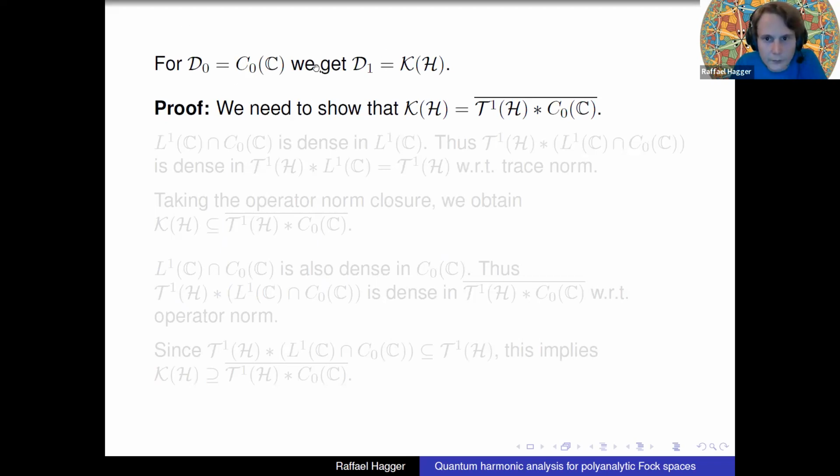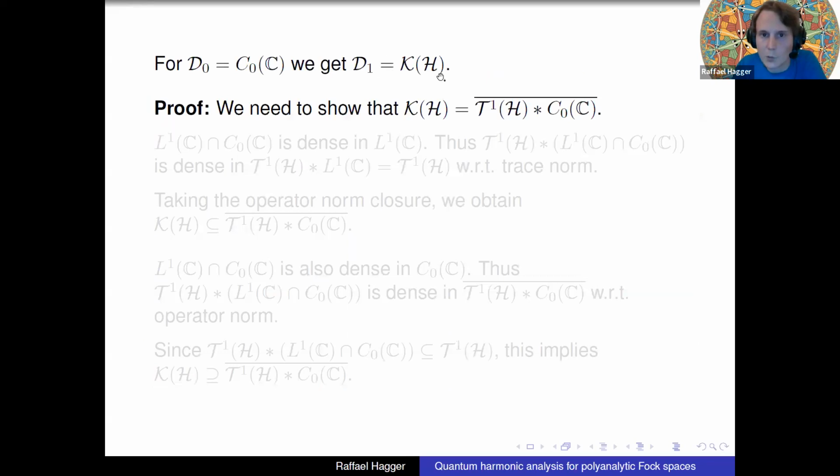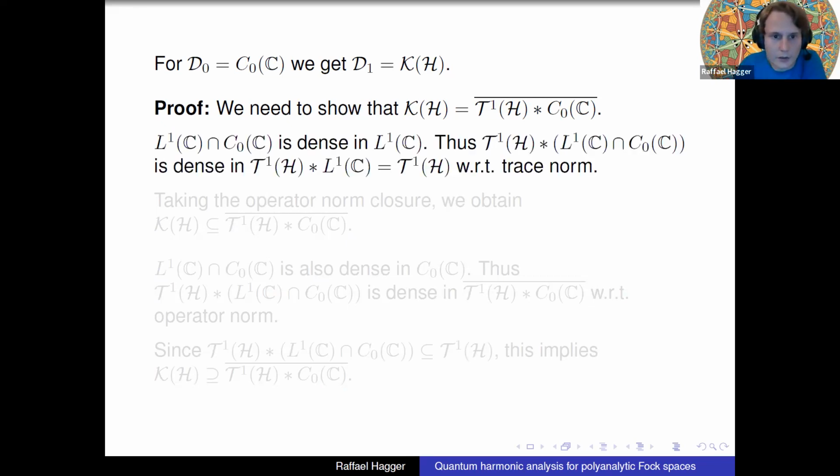So we need to prove that the compact operators can be written in this way, right? Because that's what we know from the theorem, that D1 is exactly this set. If we want to show that D1 is actually the compact operators, we need to show this identity. And it's actually not too difficult. We know that if we take just the functions that vanish at infinity and are continuous in L1, this is a dense set.